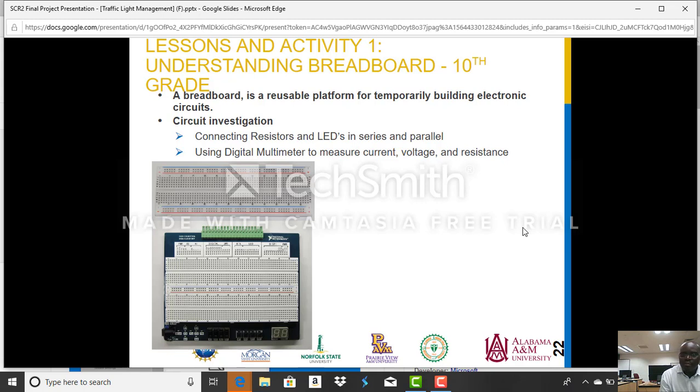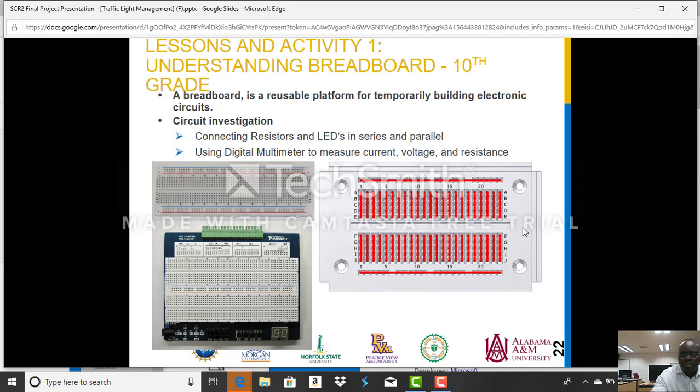This will give them the skills that they need to use any of the platforms that we might use later on. For example, Arduino Uno, Arduino Nano, or Raspberry Pi, and so on. So the students will be able to understand how the breadboard is connected.